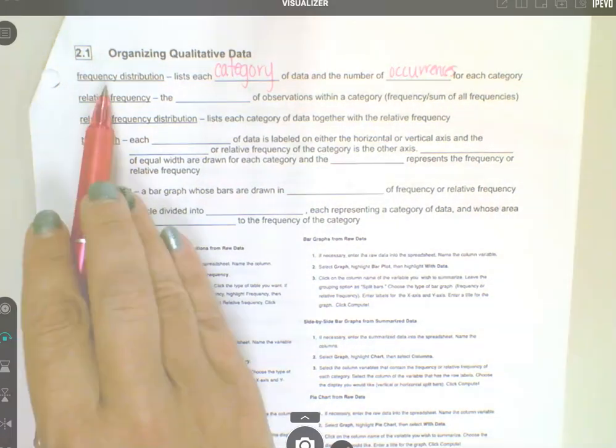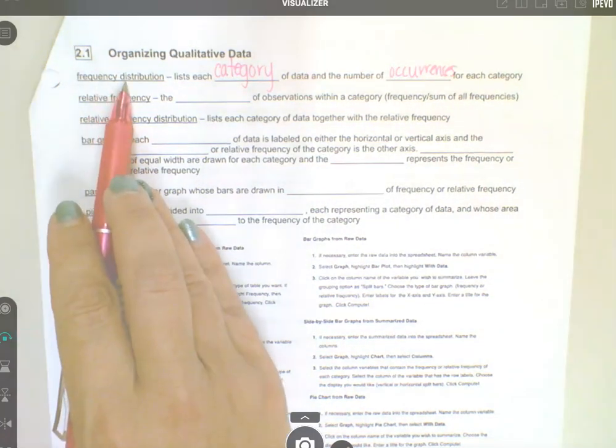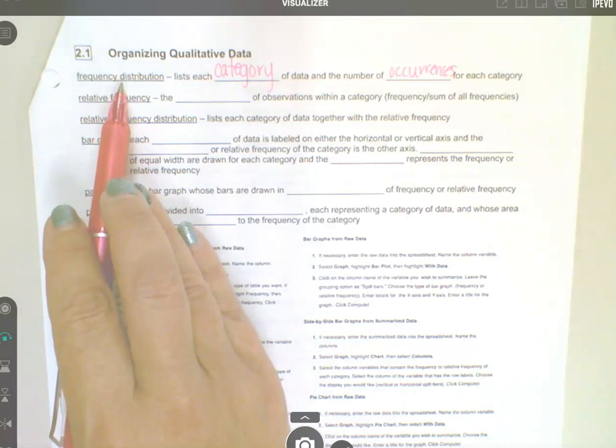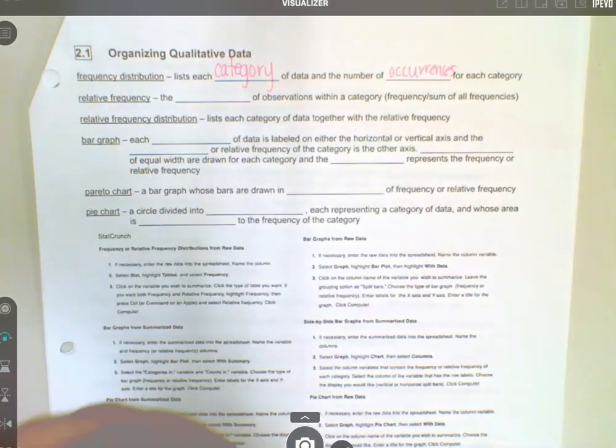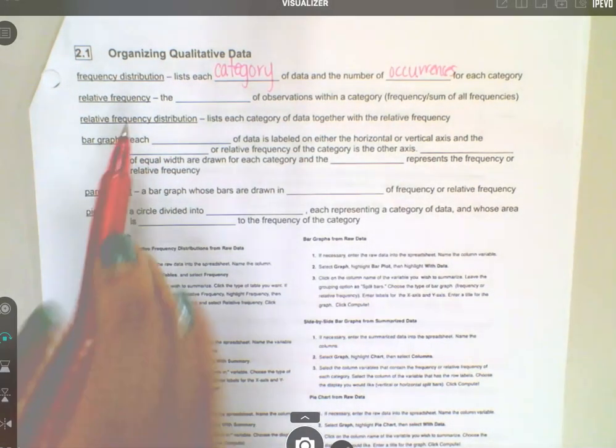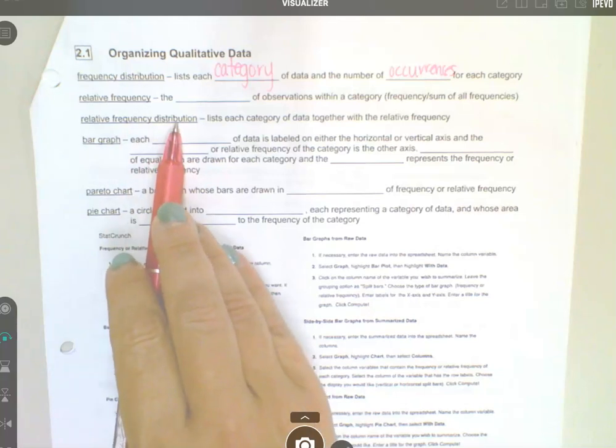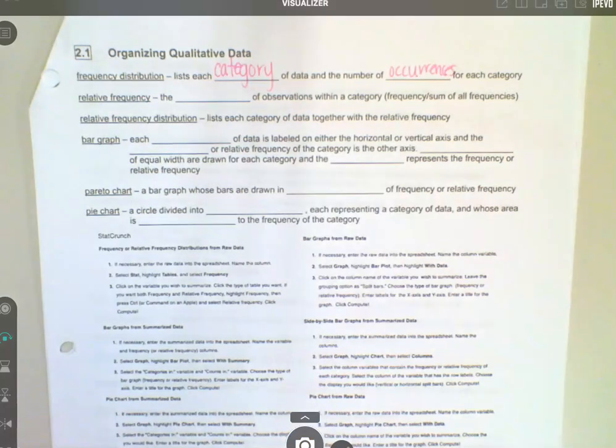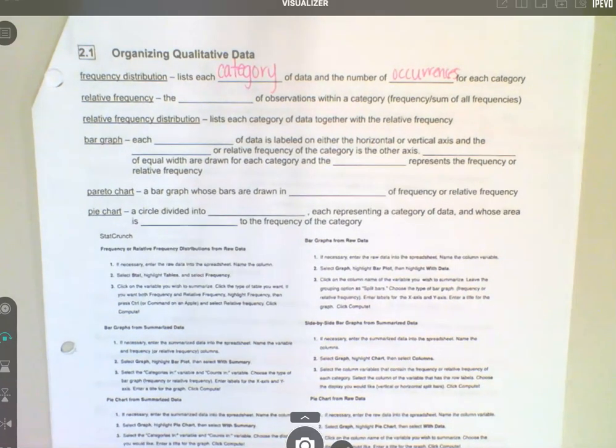So we have frequency distributions. Frequency distributions are really just counts, like we're finding out how many of each. A relative frequency distribution is different. You can see that it's important that you read carefully in the directions, because if it says frequency distribution, that's asking you to do something different than if it's asking you to do a relative frequency distribution.